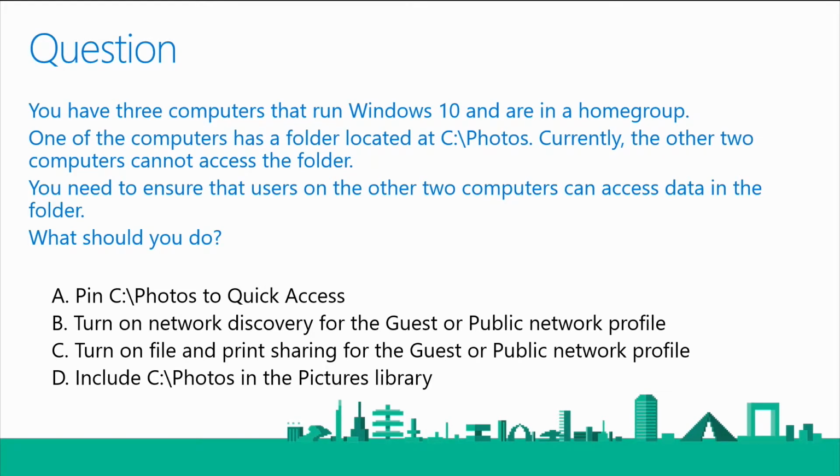Let's go to that question. You have 3 computers that run Windows 10 and are in a home group. One of the computers has a folder located at c:\photos. Currently, the 2 other computers cannot access that folder. You need to ensure that the users on the other 2 computers can access data in the folder. What should you do?